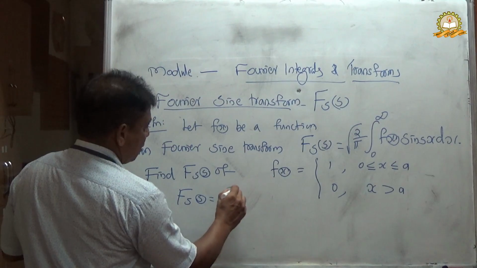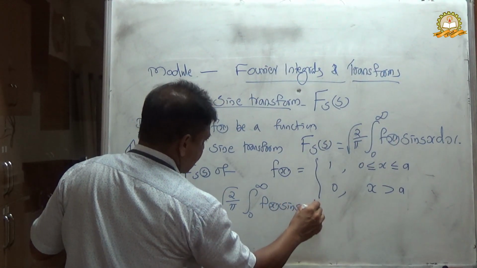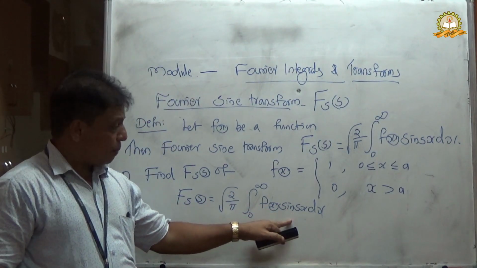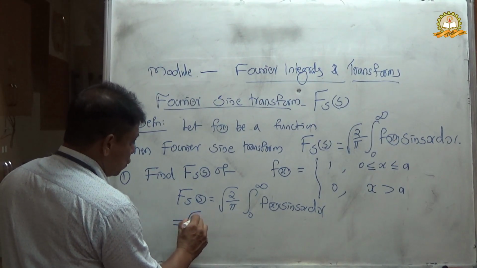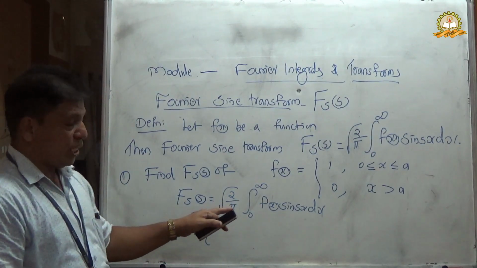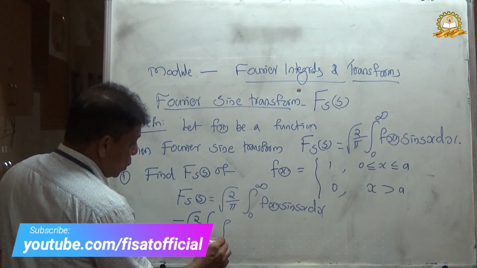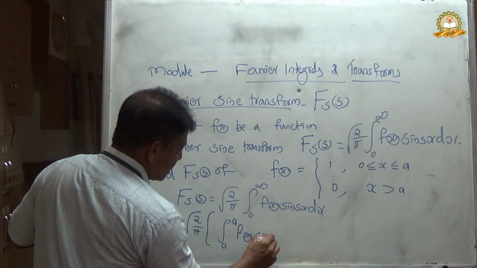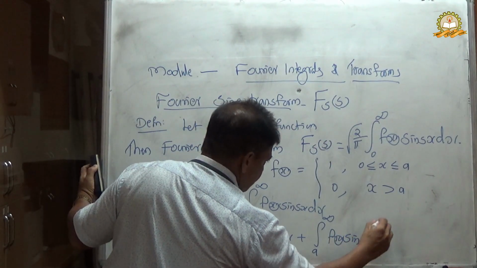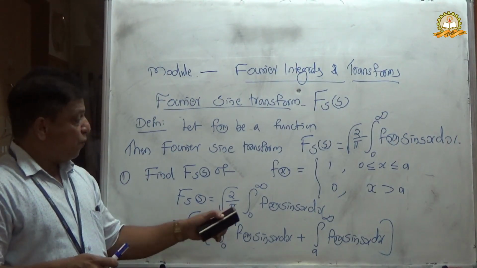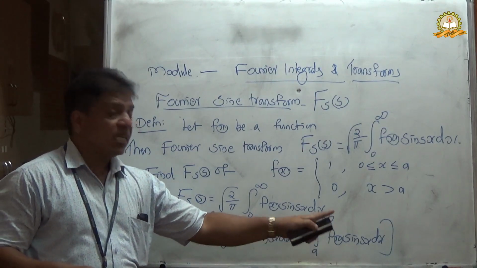Fs of s is equal to root of 2 by pi integral 0 to infinity f of x sin sx dx. That is, the function is multiplied by sin sx and integrated within the limit 0 to infinity. Then this can be written as root of 2 by pi integral, and by the property of definite integral, 0 to infinity can be split as 0 to a f of x sin sx dx plus integral a to infinity f of x sin sx dx.